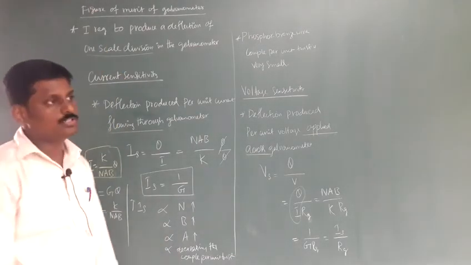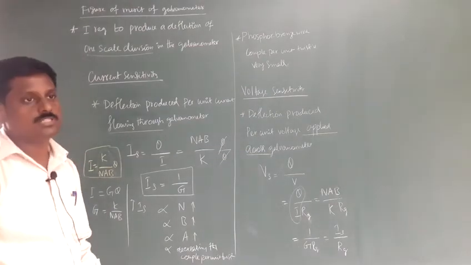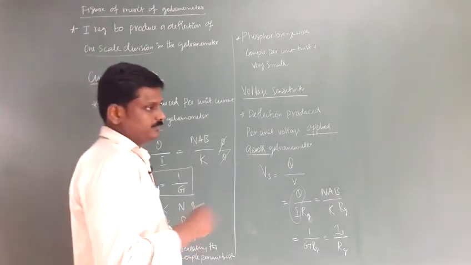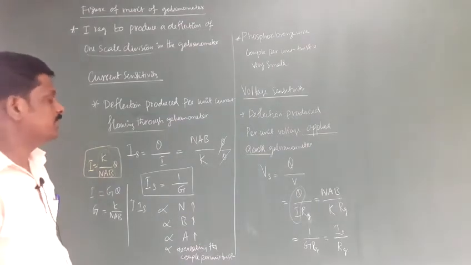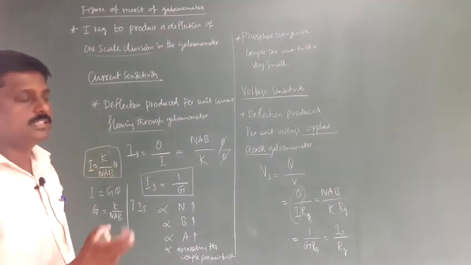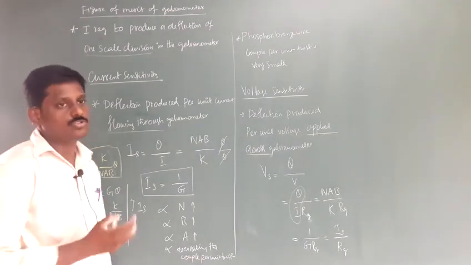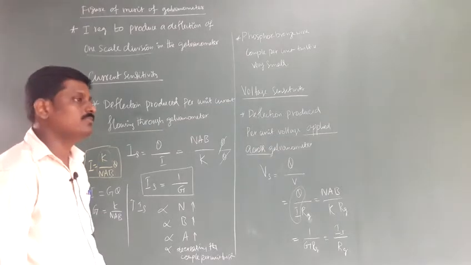The galvanometer is used to measure current, as we already know, and an ammeter is also used to measure current. So what is the difference between an ammeter and a galvanometer? An ammeter measures a large current, like 0.1 ampere, 0.2 ampere. A galvanometer measures in microamperes or milliamperes. So a galvanometer shows large deflection for very small current. That is the sensitivity of the galvanometer.